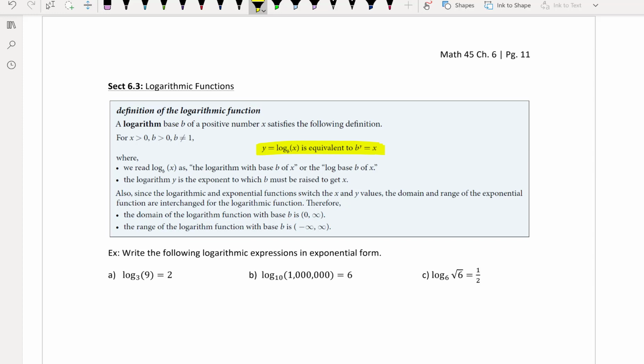So you can write a log in exponential form, and you can write an exponential form as a log. You can say that logs and exponents are inverses of each other. So logs and exponential functions are inverses. That tells us that you can switch between each form depending on what your needs are.